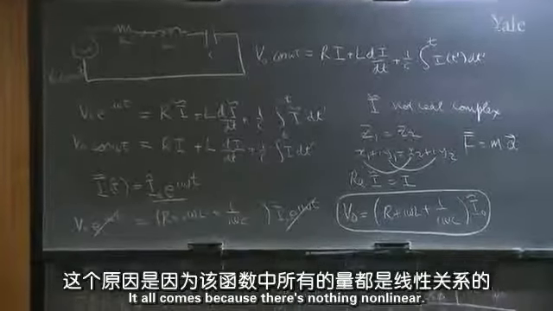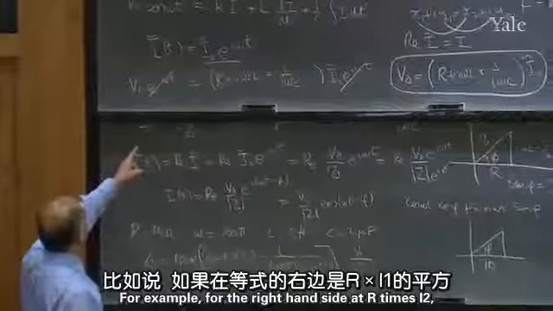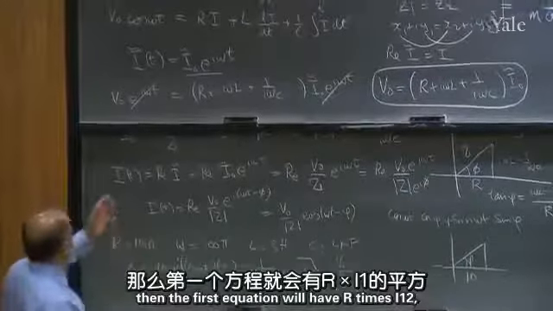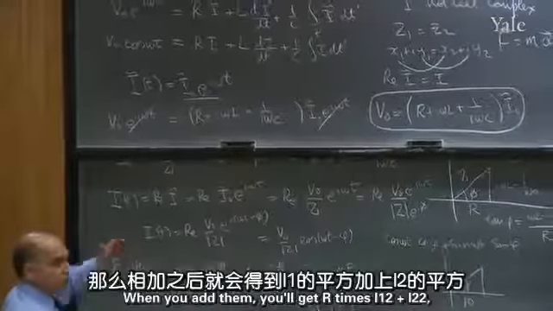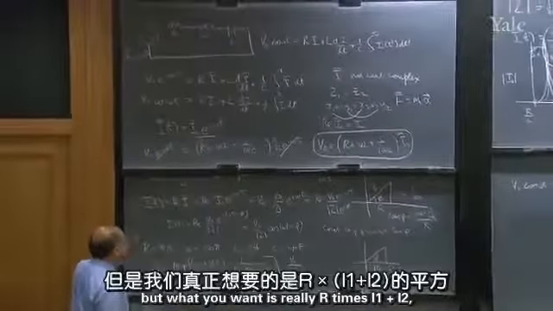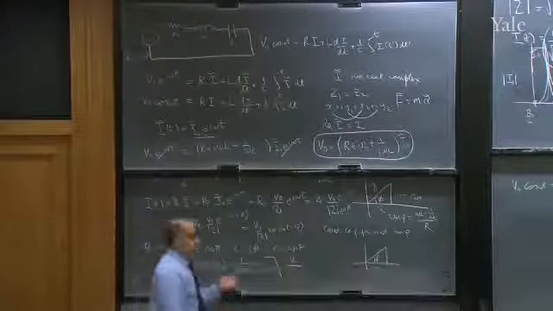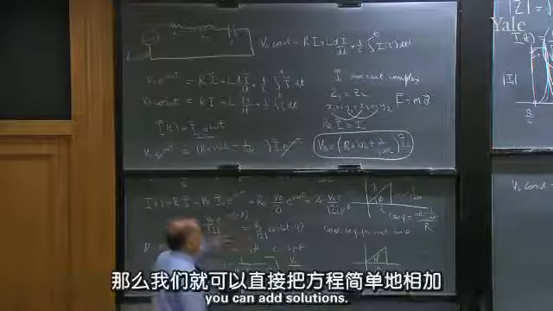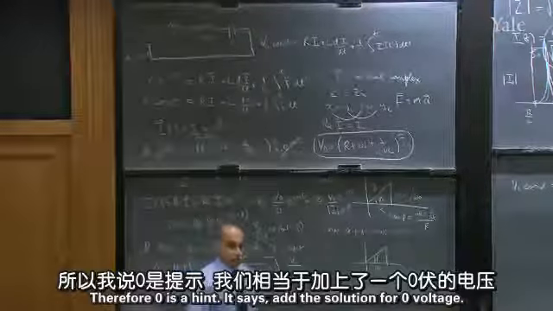It all comes because there's nothing non-linear. For example, if the right-hand side had R times I square, then the first equation will have R times I1 square. Second will have R times I2 square. When you add them, you'll get R times I1 square plus I2 square. But what you want is really R times I1 plus I2, the whole thing square. So if you have nonlinear terms, you cannot add solutions. But if you have linear terms, you can add solutions. Therefore, 0 is a hint. It says add the solution for 0 voltage.